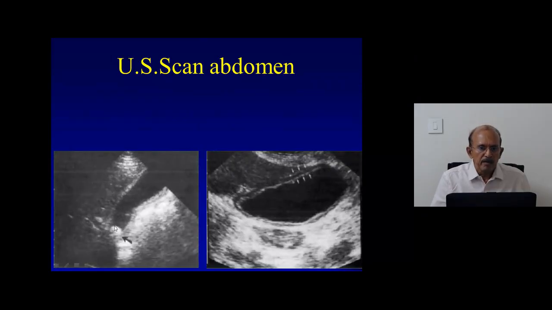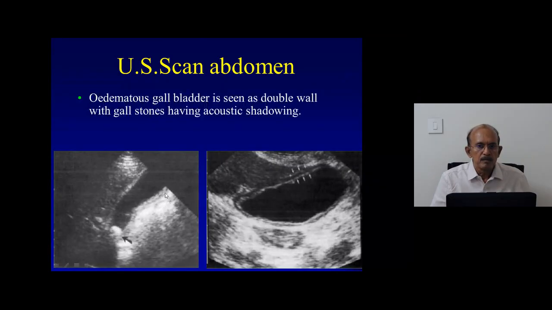And you can find a hyperechoic round shadow here, and underneath that one, you find a shadow. So edematous gallbladder wall is seen as double-walled gallbladder with gallstones having acoustic shadowing.